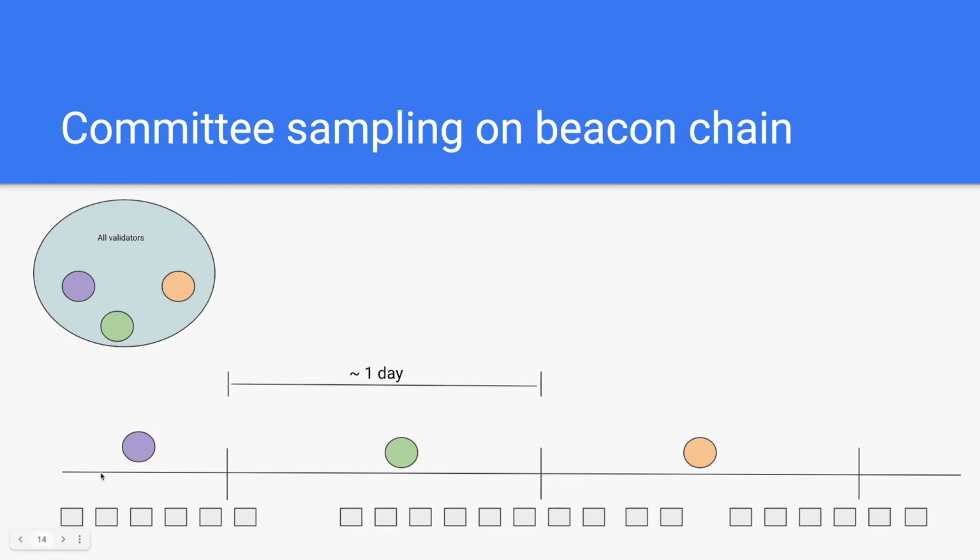So let me explain the picture here so it makes more sense. The blocks here are at the bottom, so this is representing the chain, and then the line here with the vertical marks is representing time. So every day we're going to have a different random subset of validators perform this duty to sign off on the chain, right? So you have this purple committee, move to the green committee, move to the orange committee.